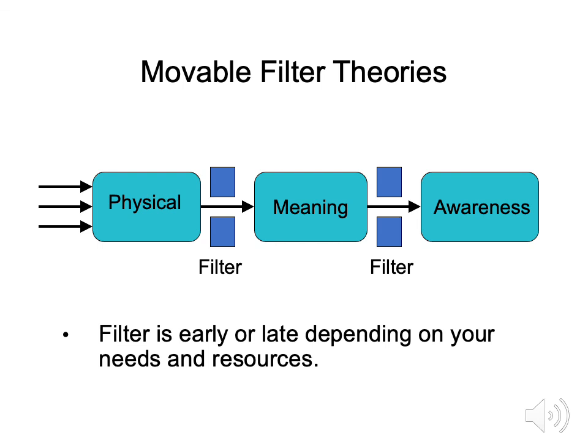If you need to detect something based on physical properties, then the filter occurs early. But if you need to detect something based on meaning, then the filter will occur later. The movable filter theory takes into account the language, meaning, and physical characteristics, all of which are similar to the previous theories that we've discussed.